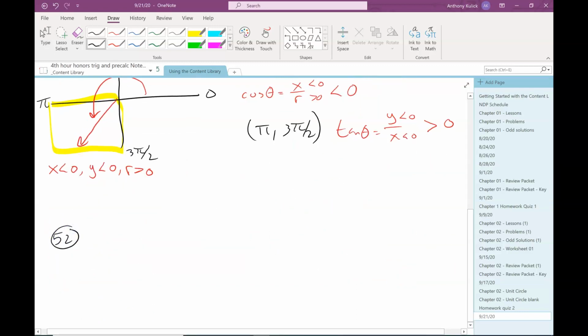So 52 says find the exact value using reference triangles. And here we have tan of 7 pi over 6. So I'm going to leave this all in radians rather than converting it to degrees. Not that you can't convert it to degrees, and it's perfectly reasonable to do that. I'm going to leave it all in radians because I think it's helpful for you guys to get used to seeing things in radians and not have to convert to degrees every time.